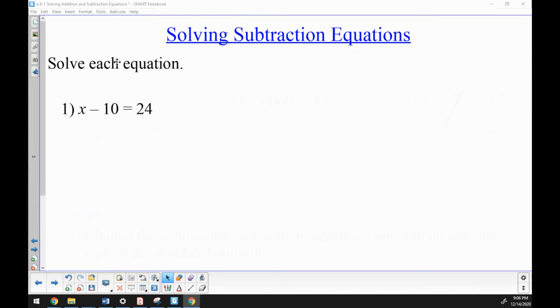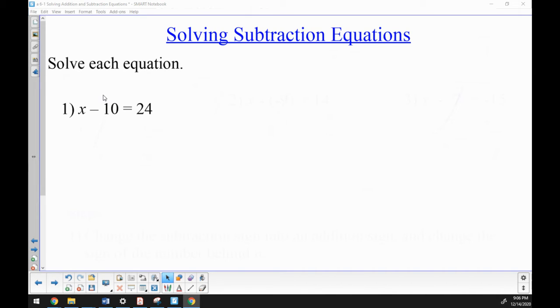Hello, in this video we are going to review solving subtraction equations. Please remember that an equation is a math sentence with an equal sign, and this is a math sentence with an equal sign. It is called a subtraction equation because the x is subtracting 10. Now, when doing these problems, we're going to solve it algebraically so that no matter what level of equations you eventually get to, they can all be solved the same way.